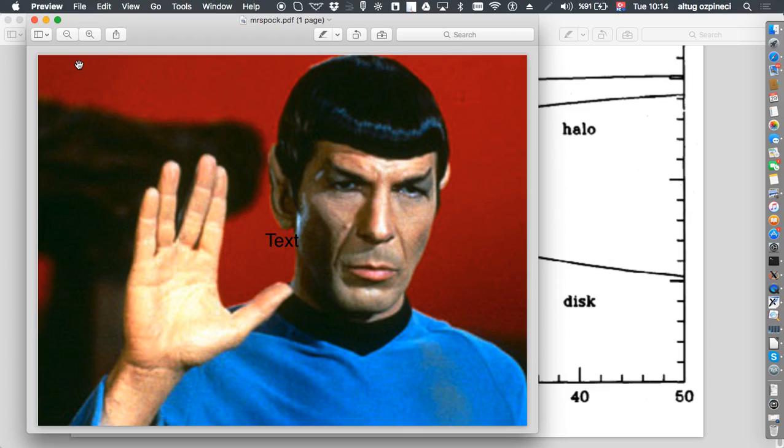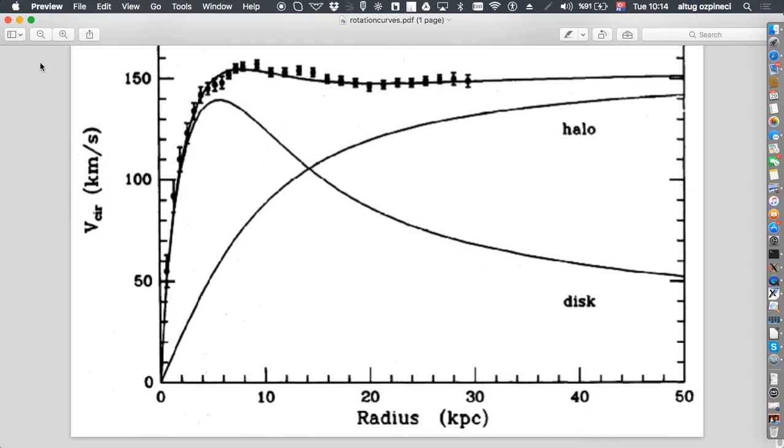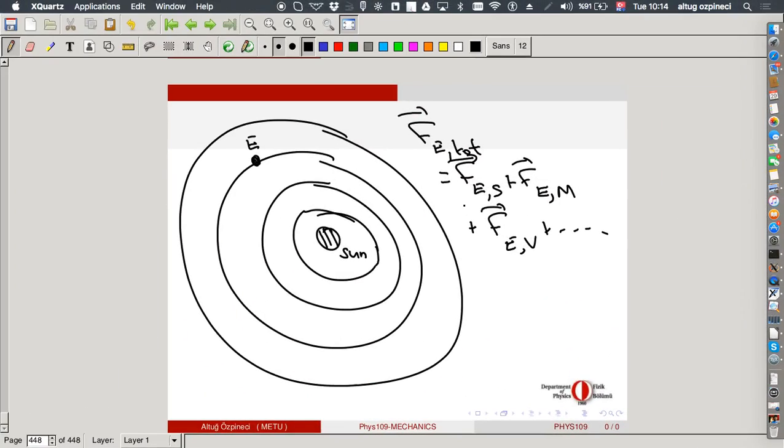In fact, in the new versions of Star Trek, planet Vulcan is in some other solar system, but originally planet Vulcan was in our solar system.